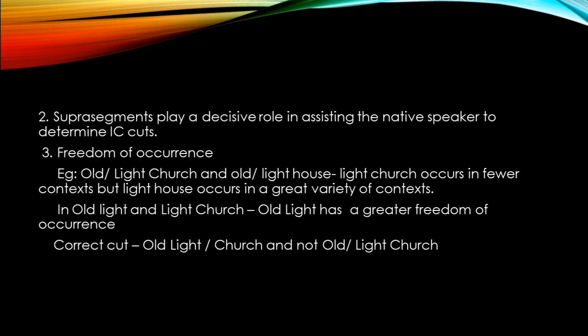So in the construction old light church, the cut should be after light, old light church, and not old light church. Okay, I hope you have understood the difference there.